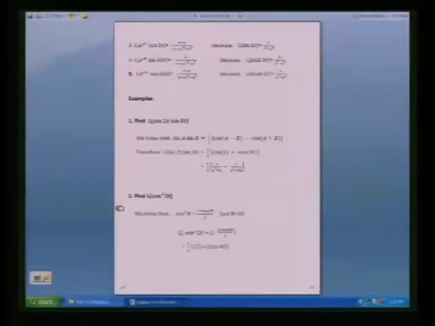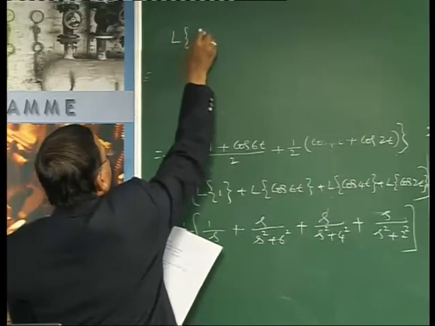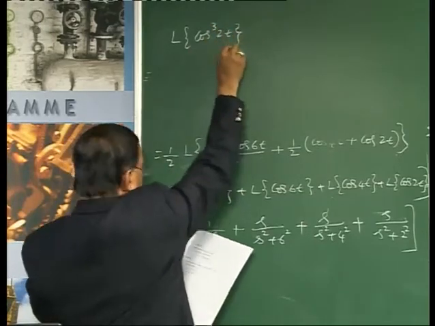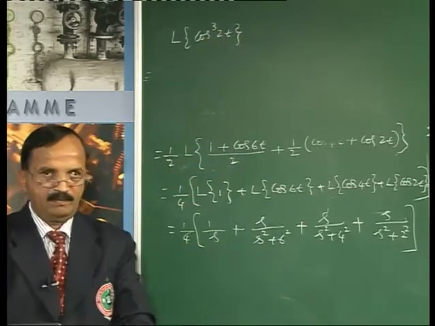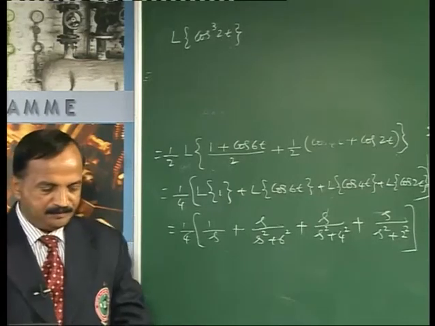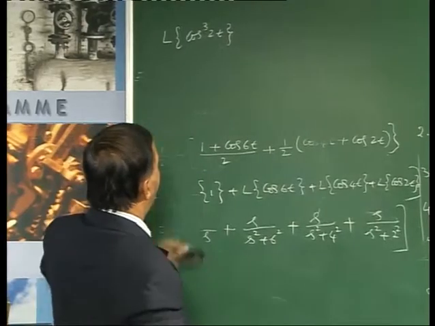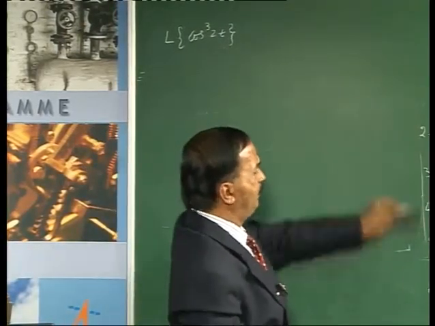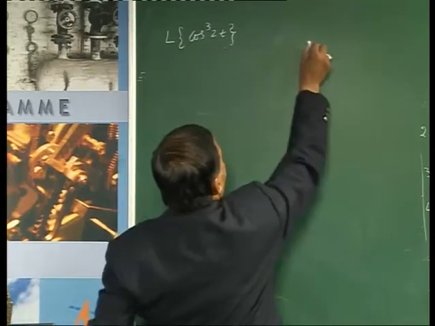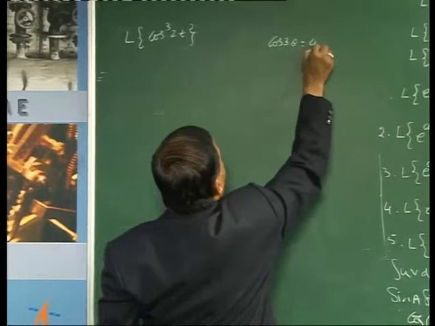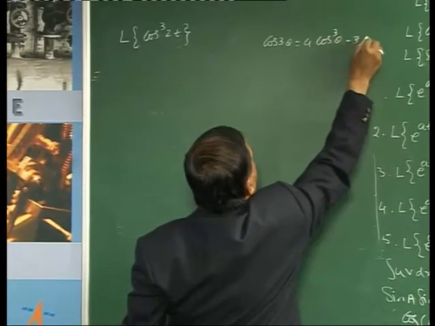Next example, find L of cos cube t, find L of cos cube 2t. So by using the formula here, we know cos 3 theta is equal to 4 cos cube theta minus 3 cos theta.